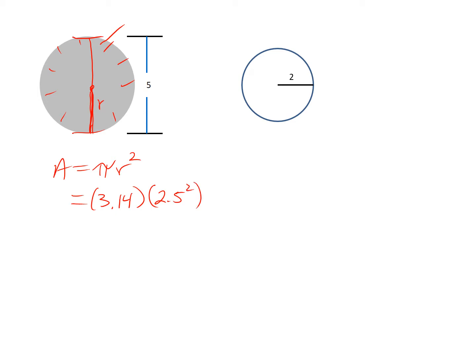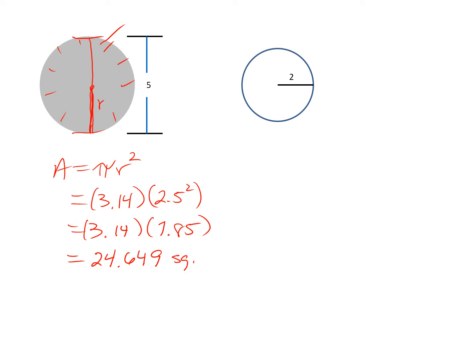And we're going to have to square that, right? Because it's r squared. All right, we'll leave the 3.14. Let's do the 2.5 squared. 2.5 times 2.5. That's 6.25. And if we multiply these two together, that's going to give us 19.625. Remember, it's area, so it's square.